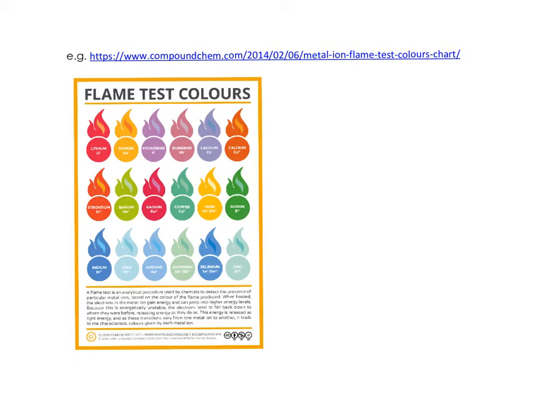So this is a really nice chart of flame test colors put out by a gentleman who's a teacher in England, and he does all kinds of beautiful infographics for biology, chemistry, common stuff in our everyday life. You should really check him out.